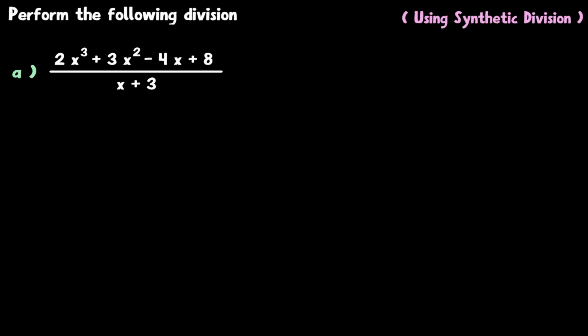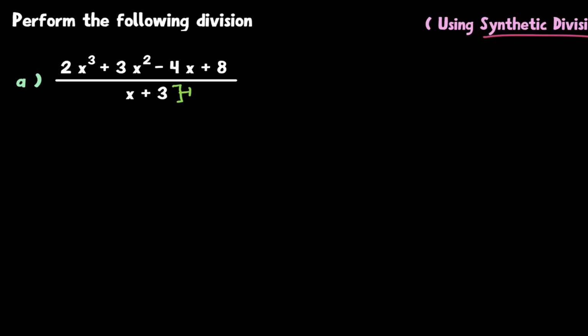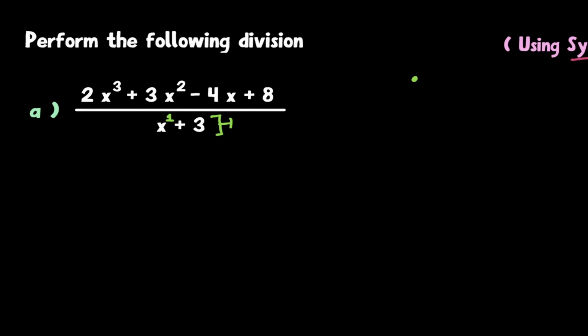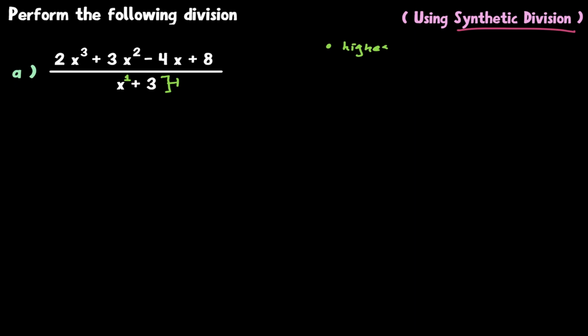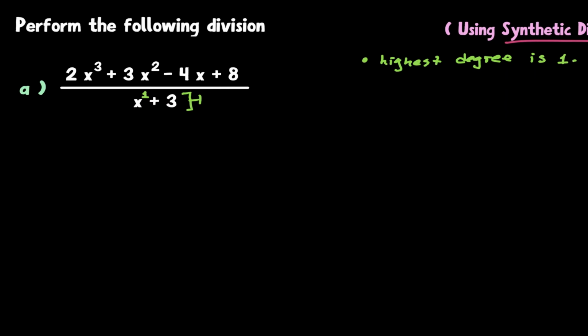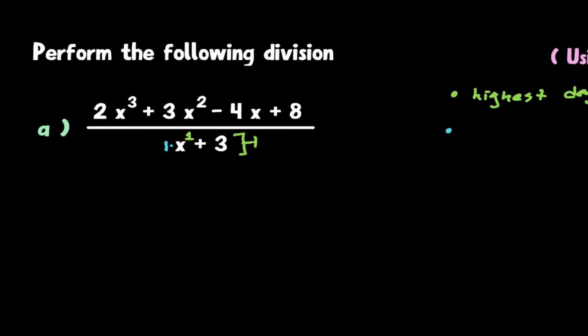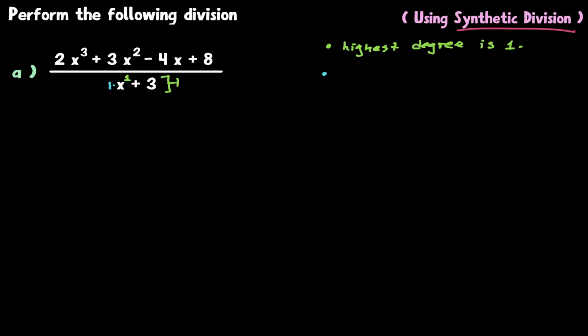The expression 2x to the third plus 3x squared minus 4x plus 8 is being divided by the expression x plus 3. When we are doing synthetic division, the denominator needs to have two conditions. First, the highest degree in the denominator must be 1, which we have. Notice that x is raised to the first. And second, the coefficient of the variable in front of x also needs to be 1. If we have these two conditions, then we can perform synthetic division.